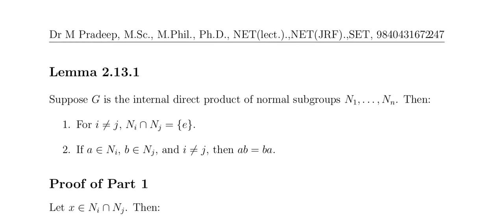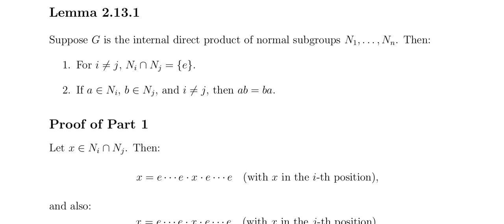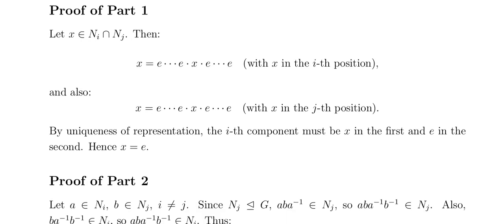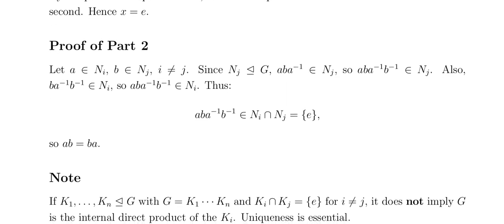And G is the internal direct product of the normal subgroups N1, N2, ..., Nn. Then, this is one of the results: for i not equal to j, for distinct Ni and Nj, the intersection Ni intersection Nj is the identity element. If a belongs to Ni, b belongs to Nj, and i is not equal to j, then ab equals ba. Okay.